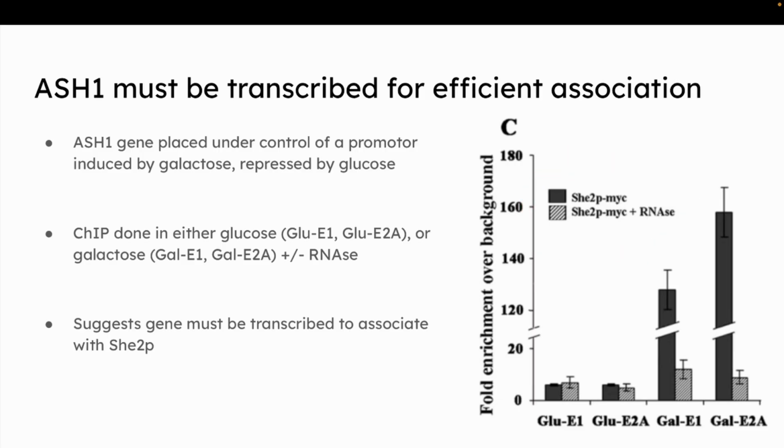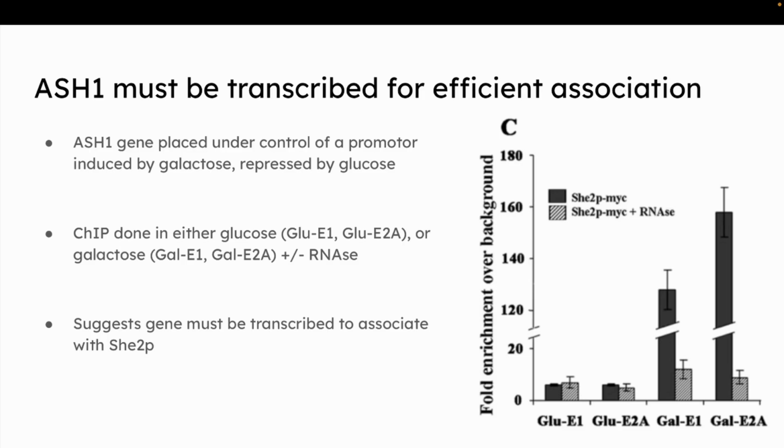You had SHEP2 on its own and the SHEP2 with RNAs, right? And what they did was they made an ASH1 gene fusion that was under the control of a promoter that's inducible by galactose and repressed by glucose. So you can imagine the lac operon, right? Imagine a lac promoter region where you have a CAP binding site as well as a lac repressor binding site, right? And so you add galactose, it's going to get induced. If you add glucose, no CAP binding, right? So there's not going to be transcription.